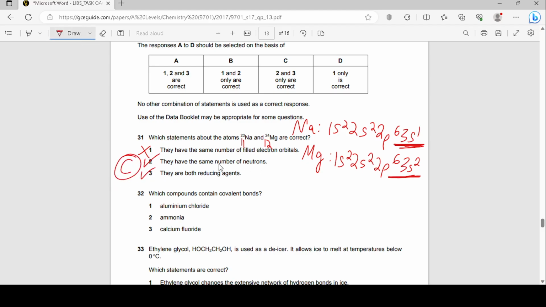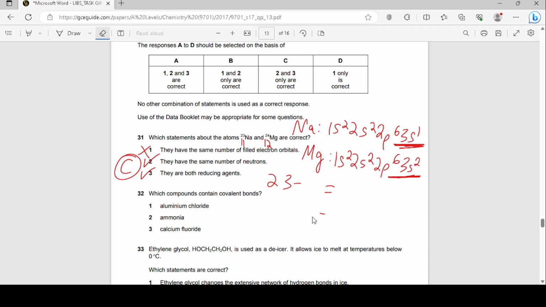They have the same number of neutrons. Yes, they do, because 23 minus 11 will be 12, right? And then 24 minus 12 is also obviously 12. The mass number, the nucleon number, is the number of nucleons, which means the number of protons plus neutrons in the nucleus, right? So that's 23, and the proton number is 11. 23 minus 11 will be 12. 24 minus 12 will be 12. So they have the same number of neutrons.